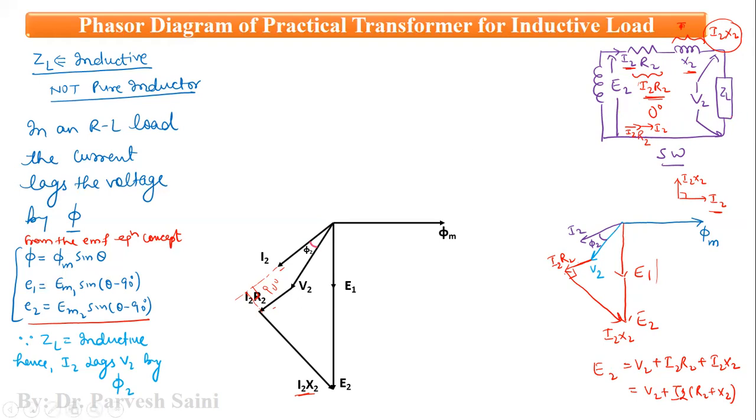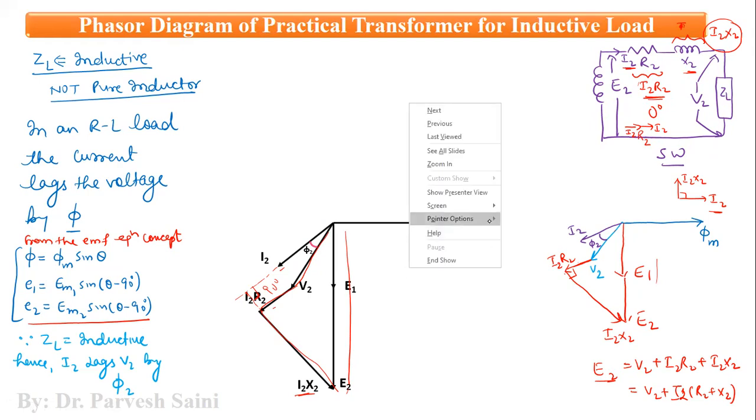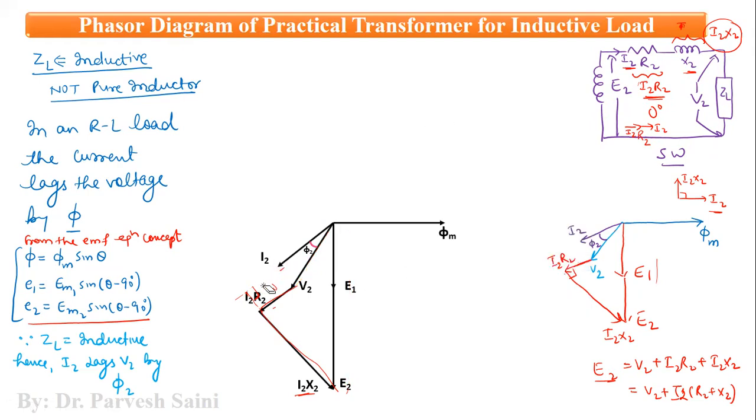Okay, if you rearrange this equation, we have already done this on the first slide. You can refer to the first slide for this, right? If you rearrange this equation, you will get this particular equation. So it is being justified by the vectors also. E2 is equal to V2 plus I2R2 plus I2X2, and it looks like this. Now let us proceed further. This is the phasor diagram of the secondary side of the transformer.